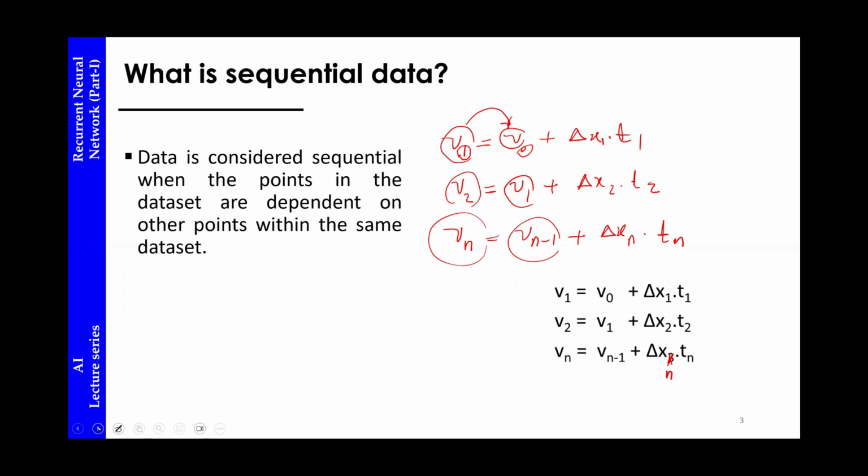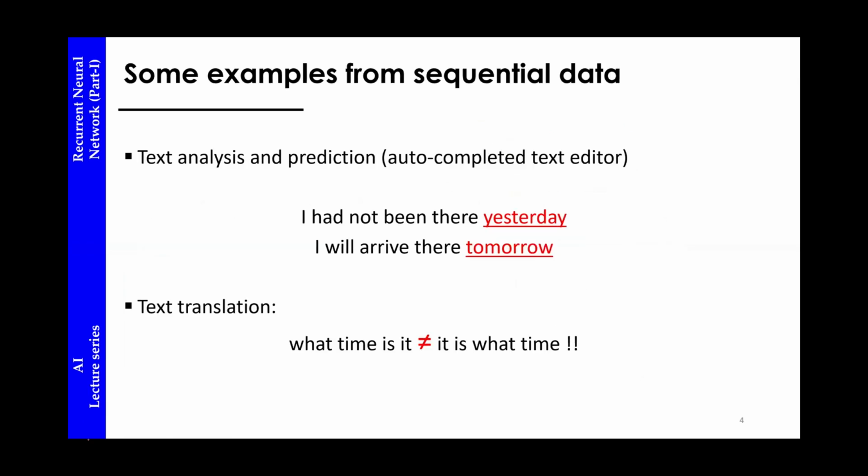Let's review some more examples about sequential data. If you work on text analysis projects, you would see this issue a lot. For analysis of text, for example, if you work on auto-complete text editor software or translator platforms, you will see that. You must have worked with auto-complete text editors on your mobile phones. Today it is available on all of the phones.